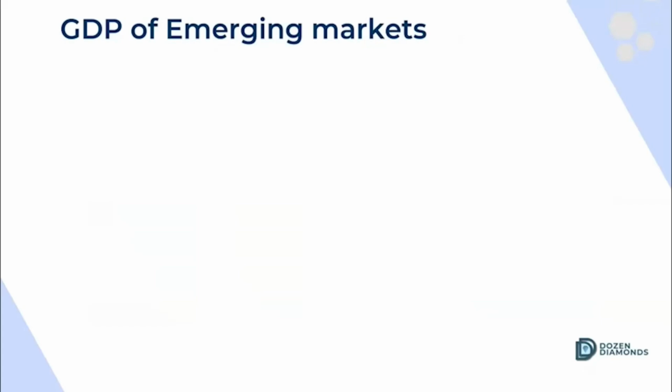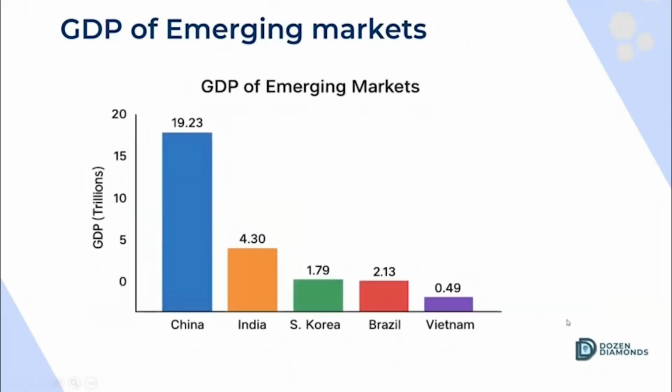We will talk about the GDP of the emerging markets. So for these 5 countries, China has the highest GDP, which is the second largest GDP in the world. India is currently sitting at a $4.3 trillion economy. South Korea is $1.79 trillion GDP. Brazil is $2.13 trillion, and Vietnam is $0.49 trillion, which is $490 billion.